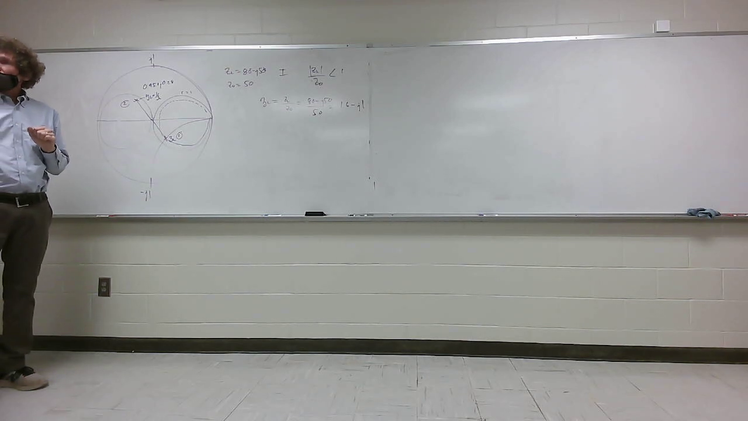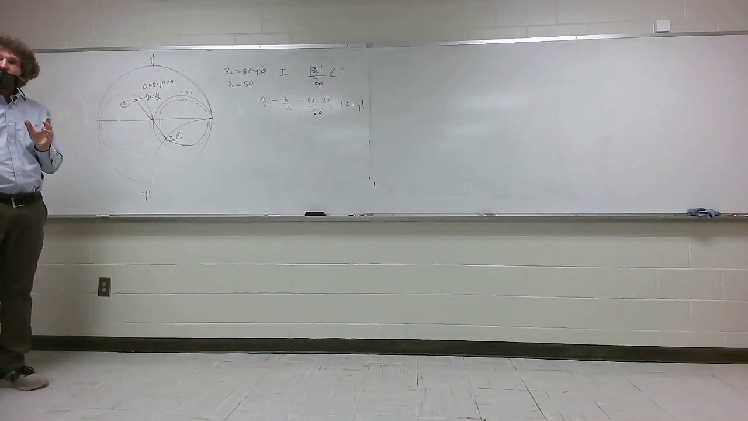Yeah. So how do you get the YL again? It's 1 over ZL. ZL is the normalized load impedance, and ZL you get by taking the load impedance and dividing by Z naught.